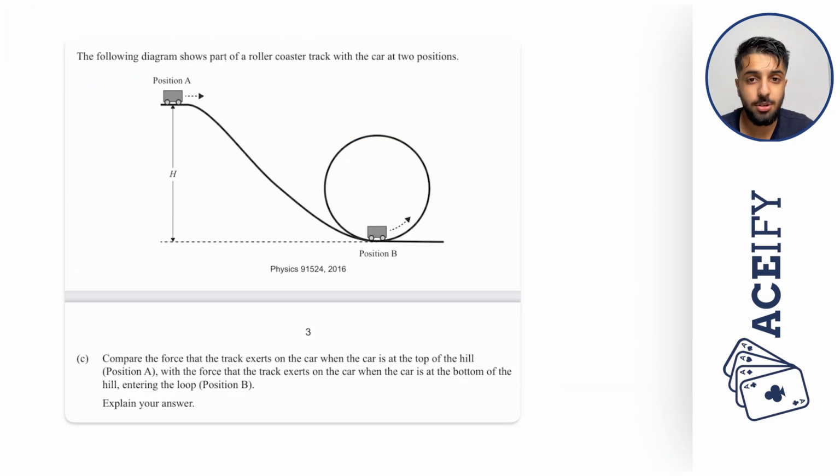The following diagram shows a part of the roller coaster track with the car at two positions. Compare the forces that the track exerts on the car when the car is at the top of the hill at position A, with the forces that the track exerts on the car when the car is at the bottom of the hill, which is position B.